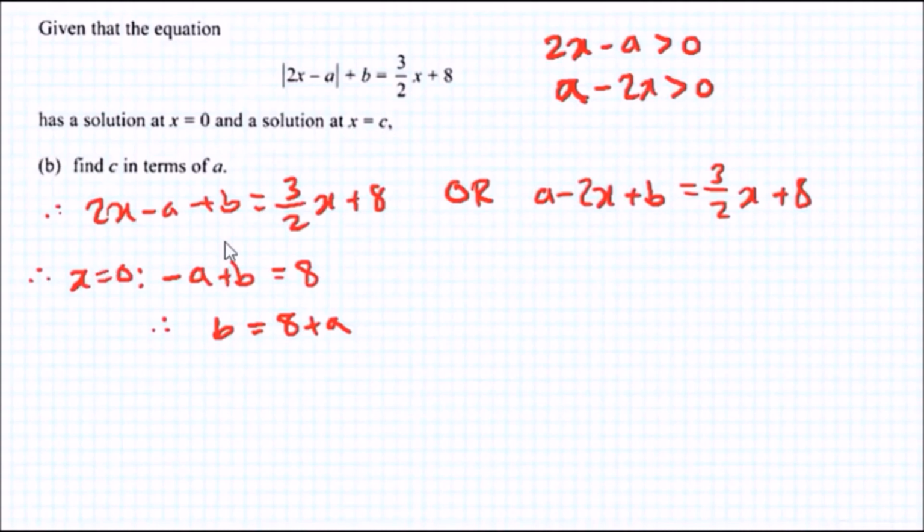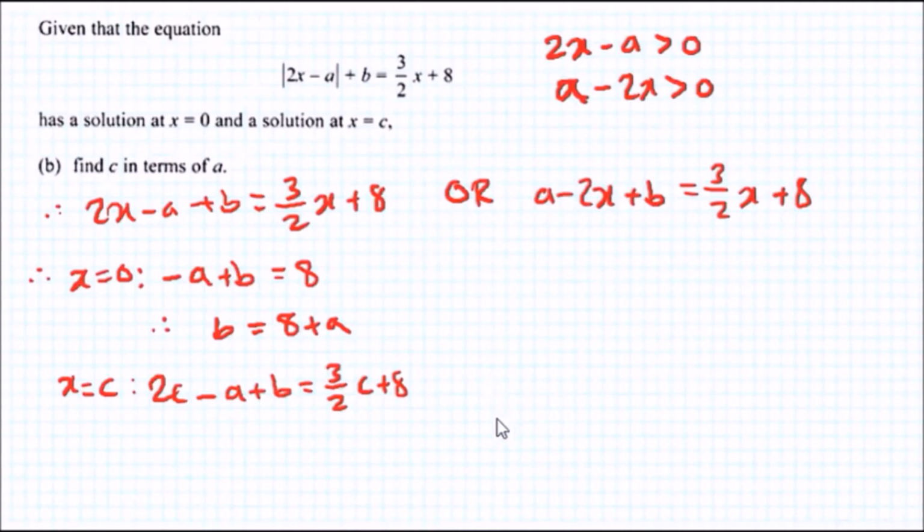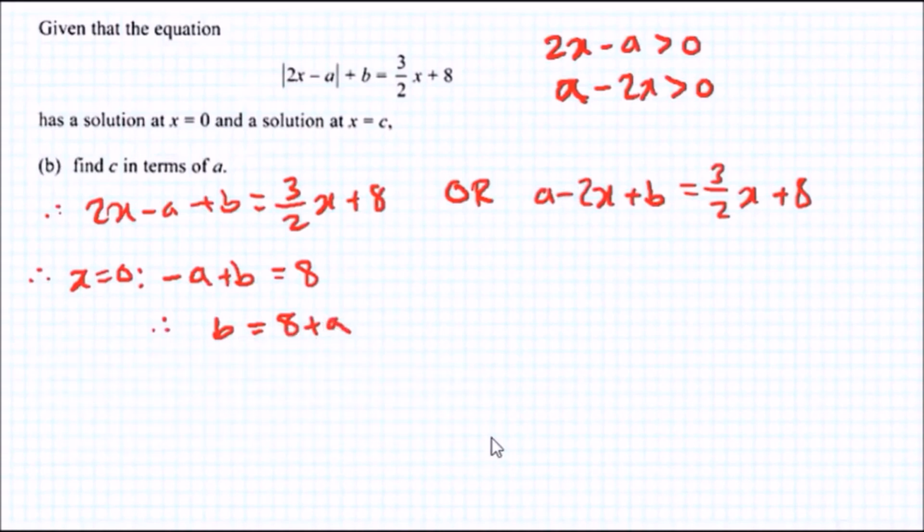Now, how about if we chose, let's try x equals c for now, yeah? Let's see what we get. So when x equals c, we should get the following. So we should get 2c minus a plus b equals 3 over 2c plus 8. Okay. So in this scenario, you'll notice that this will collide. So what we would do is that we wouldn't use x equals c for the first equation. We would use x equals 0 for one and x equals c for the other one.